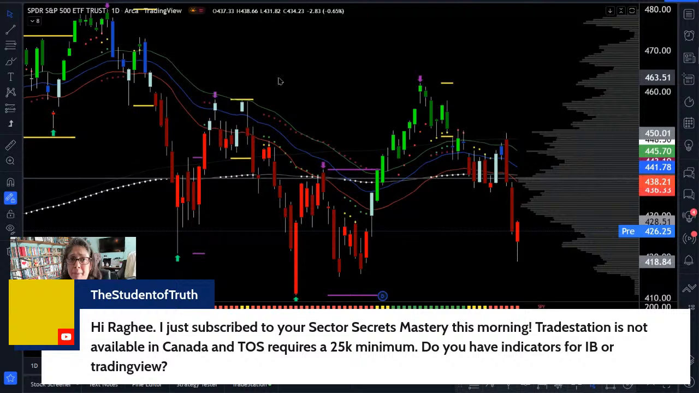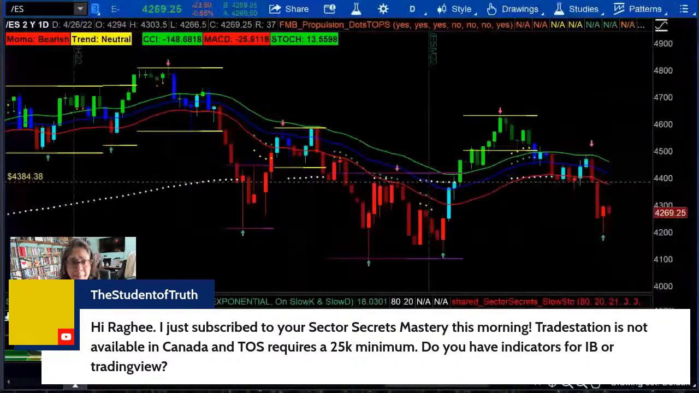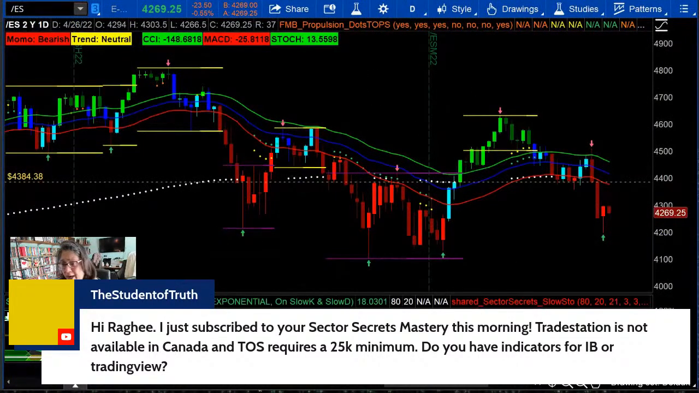I love TradingView. This is the TradingView platform here in front of you right now. I'm a big fan. It works great on a phone. I do most of my alerts on TradingView. We've been using it for a lot of years.